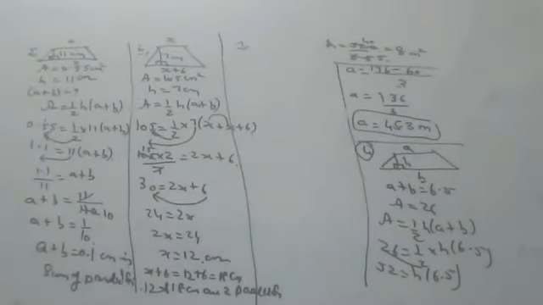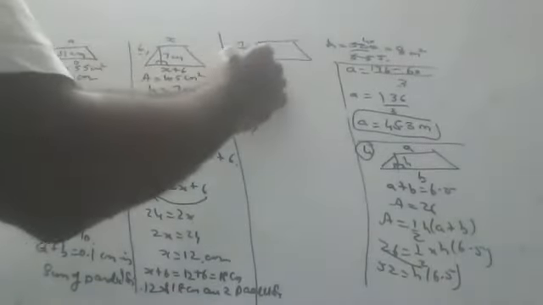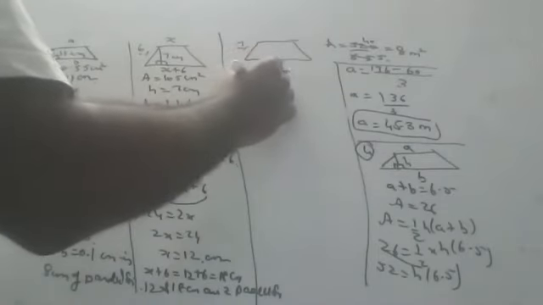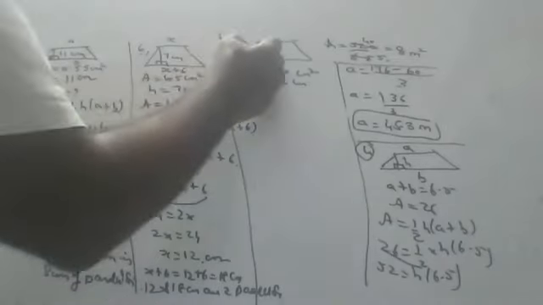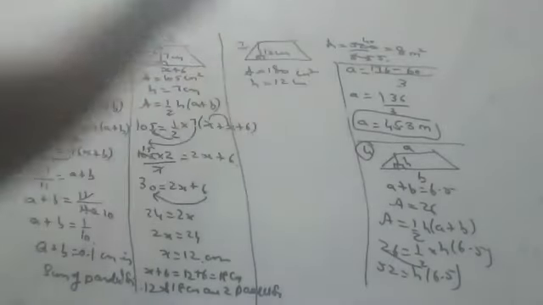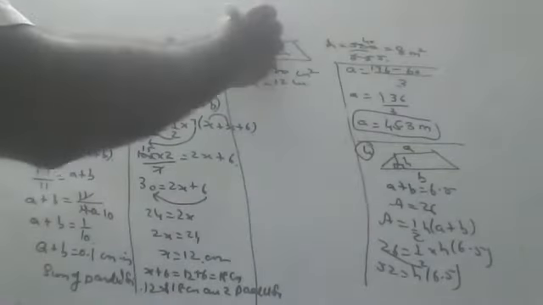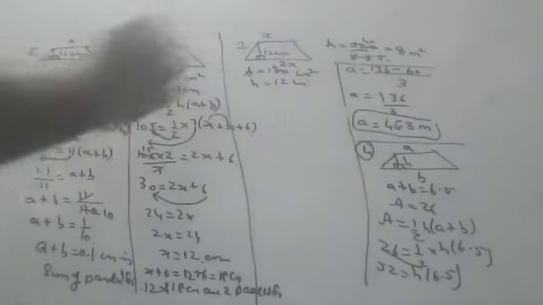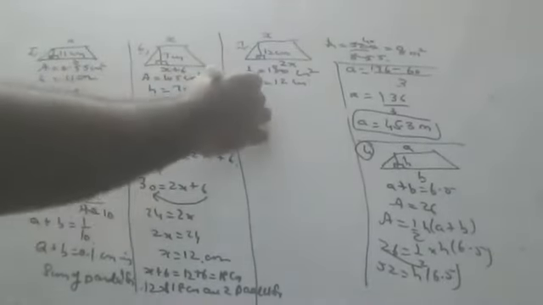Next one, seventh question. The area of the trapezium is 180 and the height is 12 centimeters. Height means, children, 90 degrees. This is 12 centimeters. If one of the parallel sides is double the other, if one is x, the other is 2x. Satvik, tell the substitution.